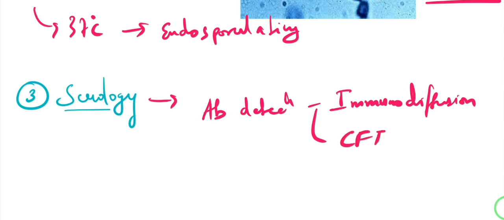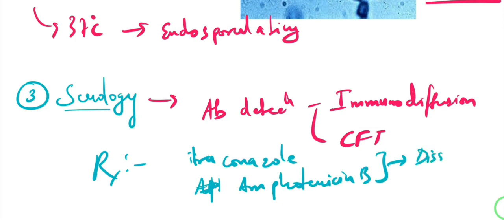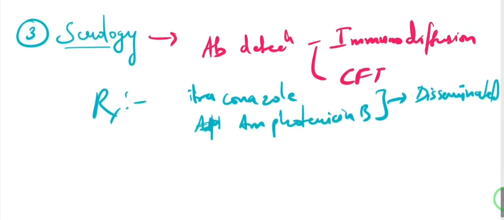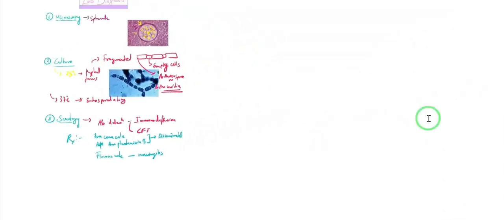Now how are you going to treat it? For the treatment we use itraconazole and amphotericin B. We are going to treat them with amphotericin B for disseminated cases. And in case the patient has meningitis due to this coccidioidomycosis, we use fluconazole.